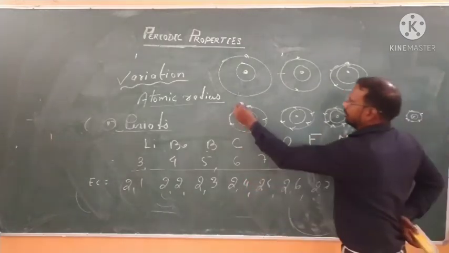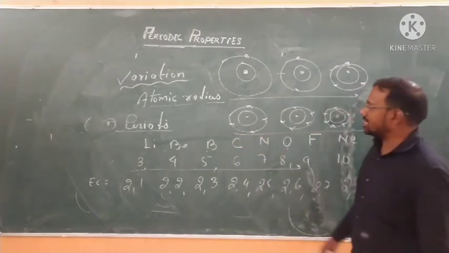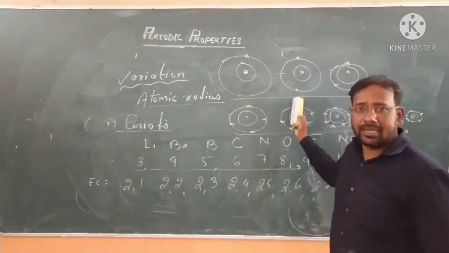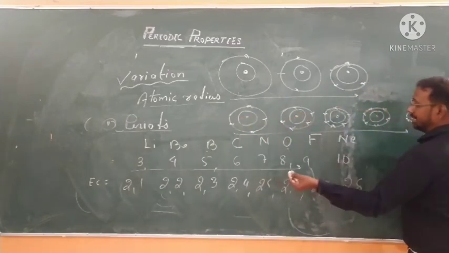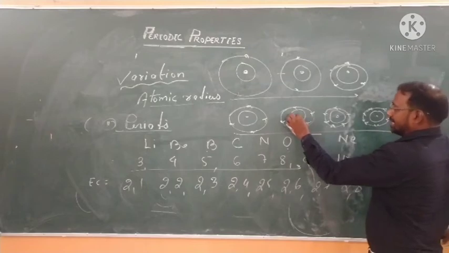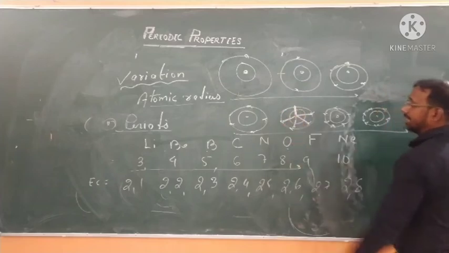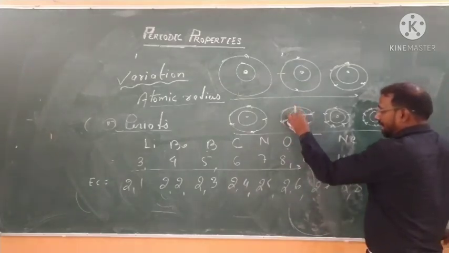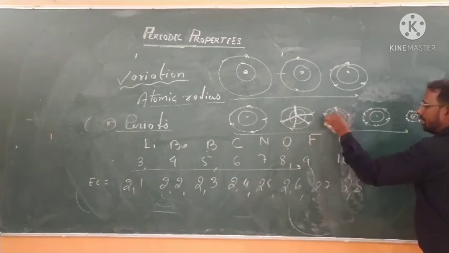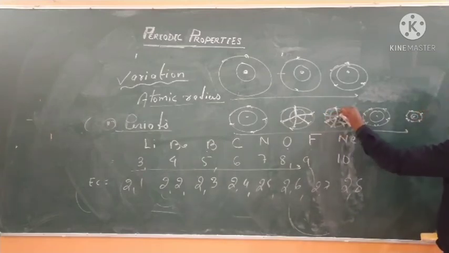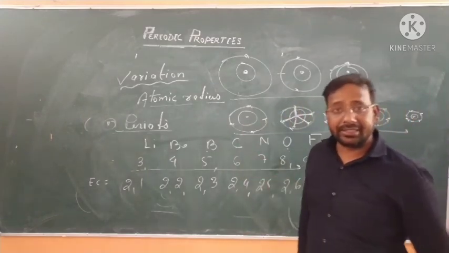You can see when we are moving from left to right, size decreases. Why does size decrease? Because of the same number of shells, but we can observe that the nuclear charge increases. And once nuclear charge increases, the attraction between the nucleus and the outermost electron increases. Because of greater attraction, all valence electrons will be pulled toward the nucleus and size will decrease.